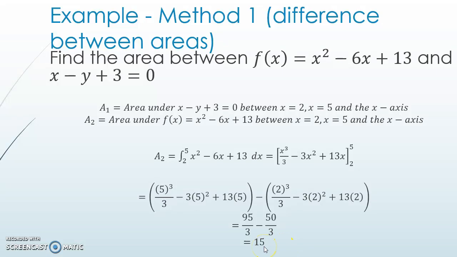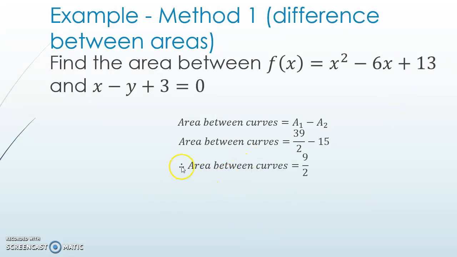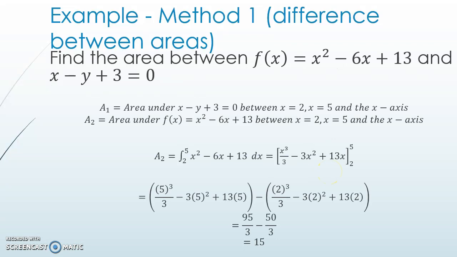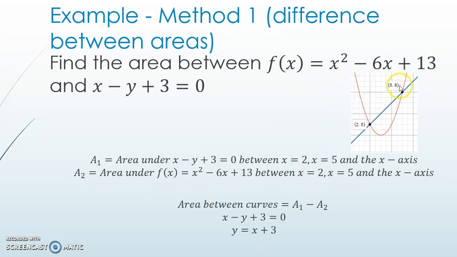So we've got our two areas, one being 39 divided by 2 and the other being 15. The area between those two curves is going to be that first area minus the second, which will give us 4.5 units squared. Again, the key is to make sure we draw this diagram or graph this so we know what we're dealing with. We know that in order to find this area here, we're going to have to find the area of the line first and subtract the area underneath it.